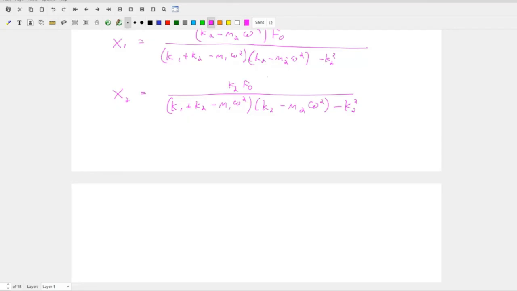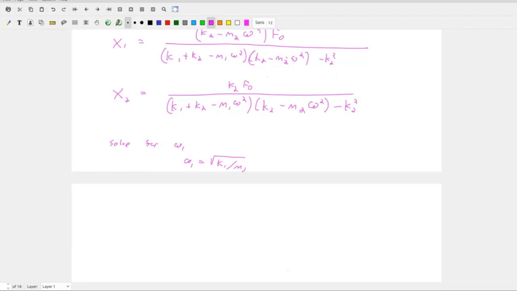So first, we can get the natural frequency of m1, which is omega 1. We can solve for omega 1, right? So that's just omega 1 is equal to the square root of K1 over M1.